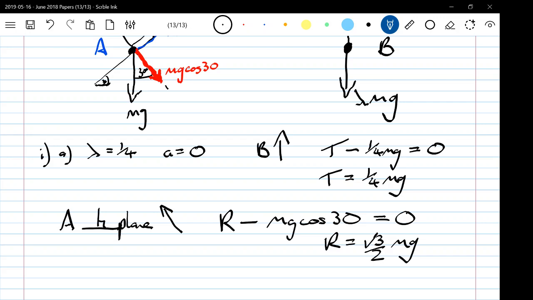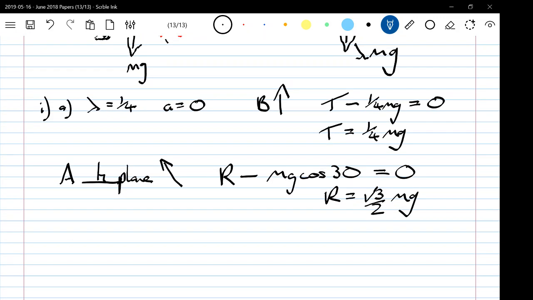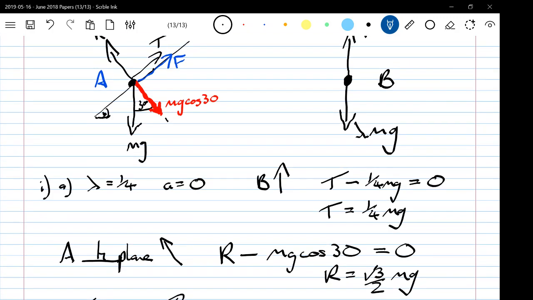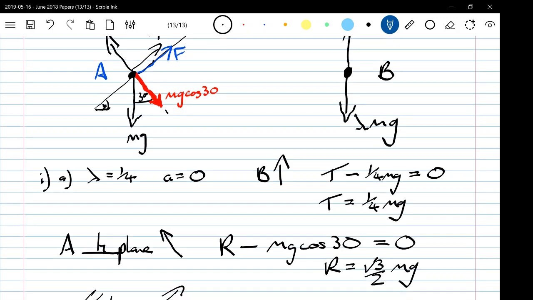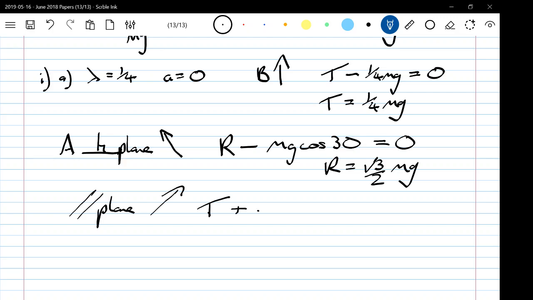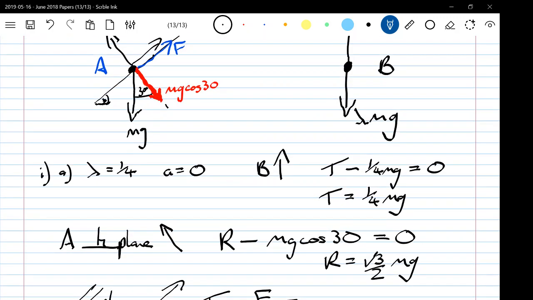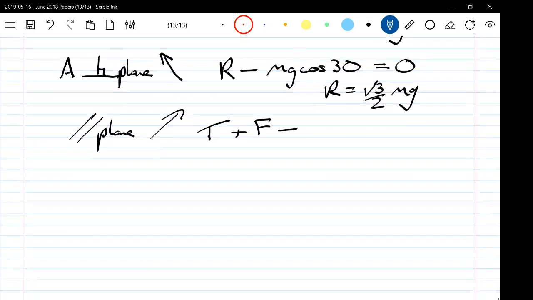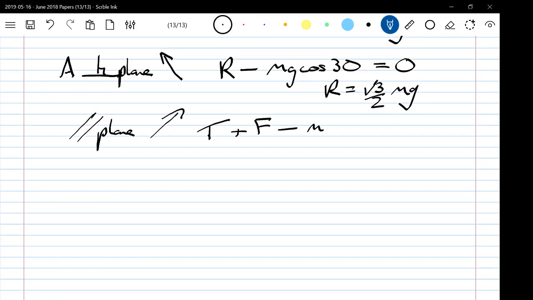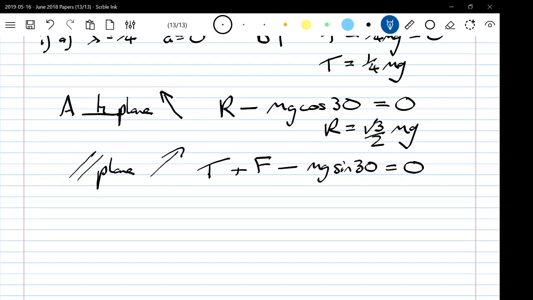Ace. There's only one direction left for us to deal with. Parallel to the plane, and let's take up the plane as being the positive direction, although again it doesn't matter. Up the plane we have tension and friction, and down the plane we have, well, if that one was cos, the other one must be sine. That's the opposite part of that. So this is mg sine 30. And that's equal to 0 as well because it's not accelerating. There's no resultant force, it's in equilibrium.